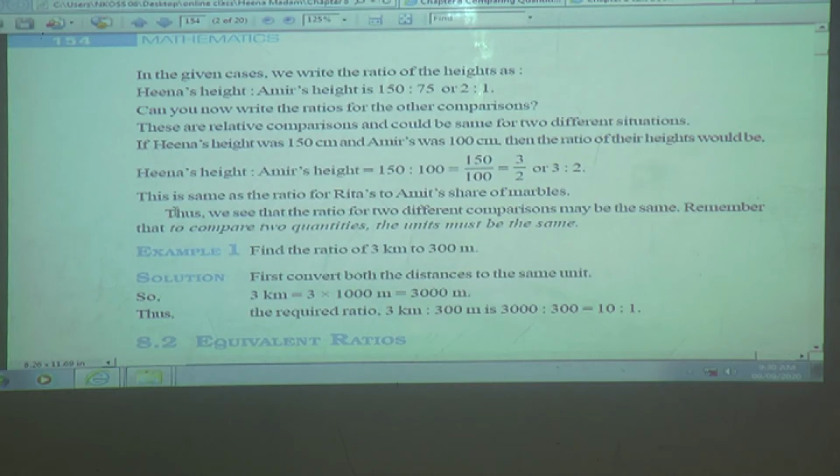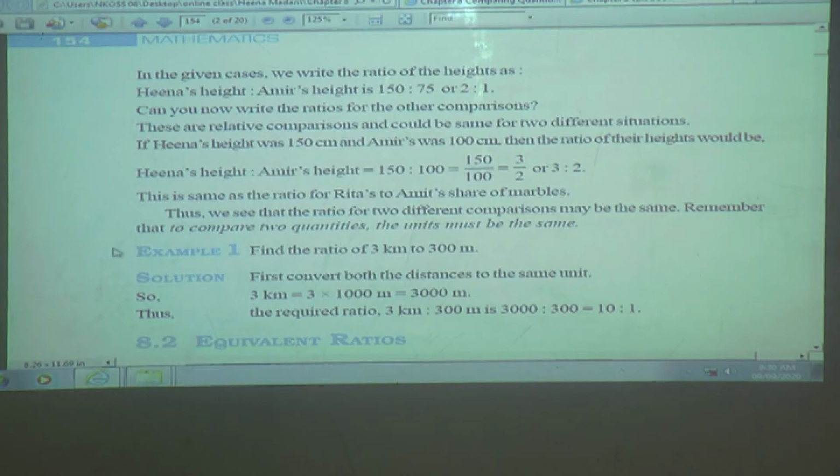This is the same as the ratio for Rita's to Amit's share of marbles. The same we can write as the ratio between the quantity of Rita's marbles to Amit's marbles. So thus we see that the ratio for two different comparisons may be the same.